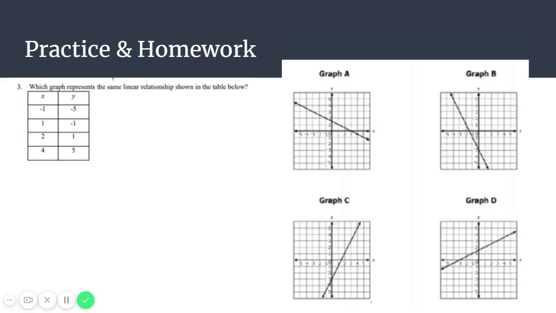Hopefully you've had a chance by now to complete the Desmos activity and you had a great time doing it and understood what exactly it was you were doing. Now we're going to move on to your practice and homework. You are given a question that says, which graph represents the same linear relationship shown in the table below? Looking at the graphs that you are given, determine which one matches the information given in the table. We will go over the answer at the top of tomorrow's session.